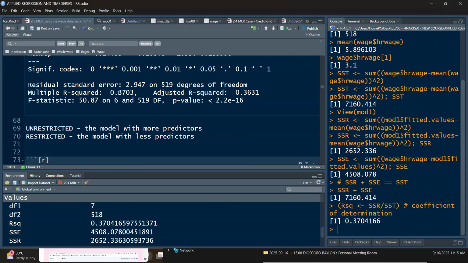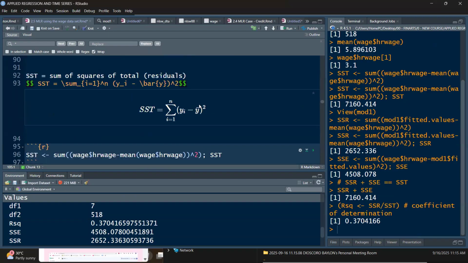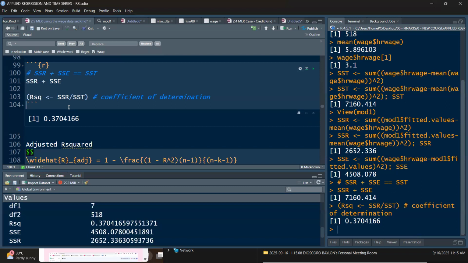Rounding off lang, no? Kasi hindi naman exactly 3703. It's more than that. 3704, 3703. Okay? What's important here is that we can say that 37% of the variability of our dependent variable hourly wage can be explained by model 1. Model 1, where we use all the predictors.